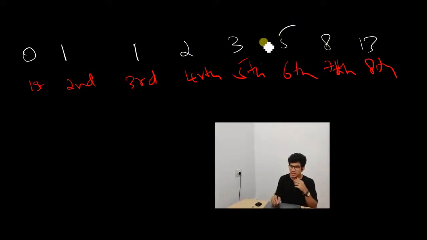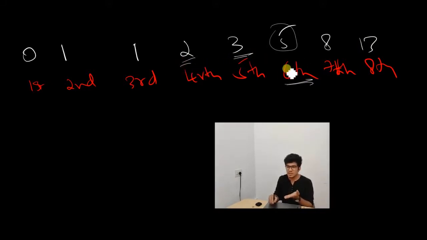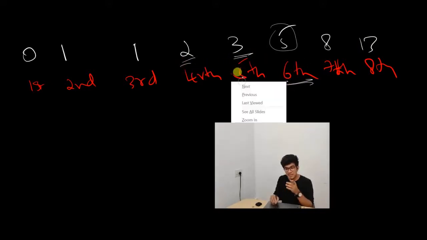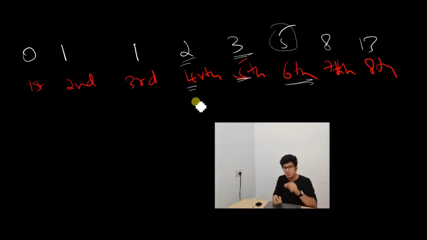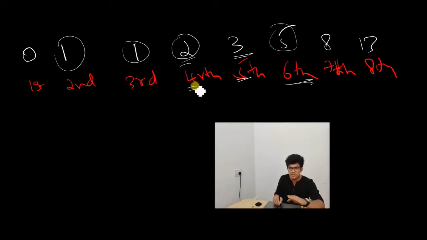And you know that if you want to get the 6th Fibonacci number, that is nothing but the 5th Fibonacci number plus the 4th Fibonacci number, right? So the nth Fibonacci number is nothing but the (n minus 1)th Fibonacci number plus the (n minus 2)th Fibonacci number. So for example, the 4th Fibonacci number is nothing but the 3rd plus the 2nd.